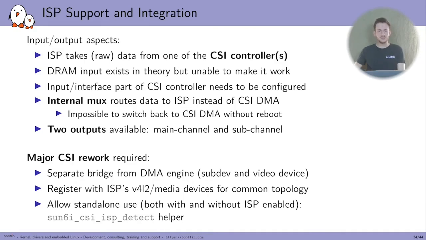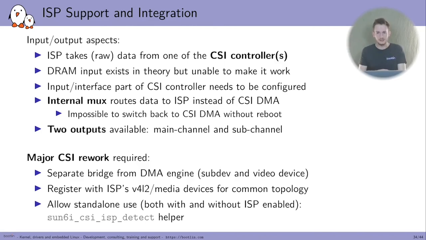So let's talk about this one now, starting with a few elements about the ISP itself. The ISP will receive the data from the CSI controller. It also has an input for direct DRAM, so direct DMA, but it's very likely broken. It's described in the registers, but it's not really functional, or at least no one was able to make it work, including Allwinner. So we can consider that it just directly takes the data from the CSI controller.